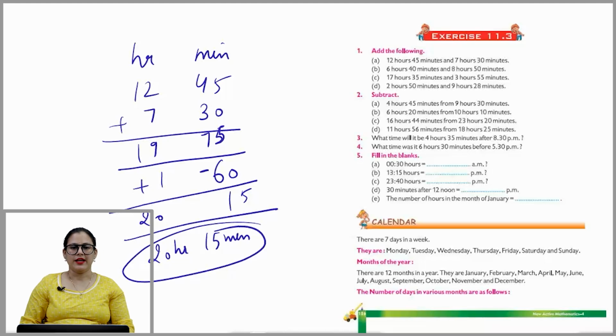Now calendar. There are 7 days in a week. They are Monday, Tuesday, Wednesday, Thursday, Friday, Saturday and Sunday. We all know that. And months of the year, there are 12 months in a year. They are January, February, March, April, May, June, July, August, September, October, November and December. The number of days in various months are as follows.